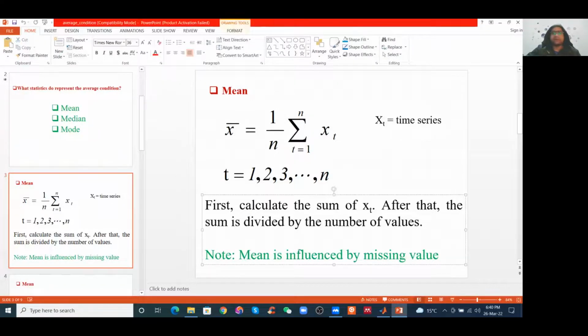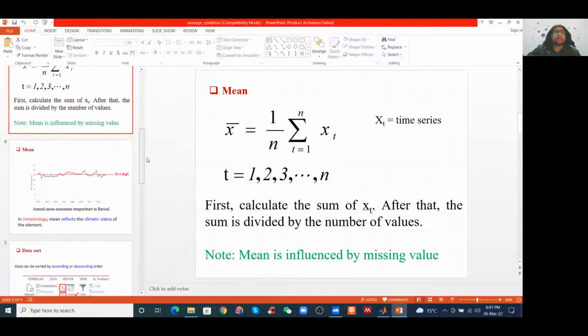But be careful about the mean calculation, not only in MATLAB. You also need to be careful in Excel or R or other programming languages or other software, in SPSS for example. Anywhere, if you want to calculate the mean value, be careful about missing values. If you have missing values, you need to define them. Otherwise, your mean result will be influenced, so your result will be incorrect. Be careful.